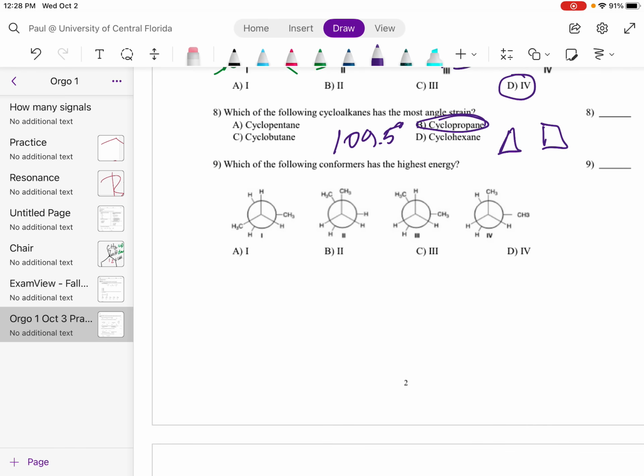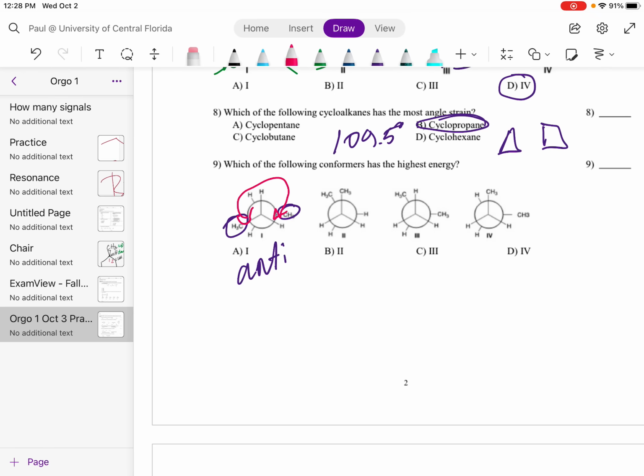Which of the following conformers has the highest energy? Locate the largest groups that are on the front carbon and the back carbon. That's the trick. Are those eclipsed, gauche, or anti? Those are anti, because the bond angle between those two groups is 180. So that bond angle from all the way there to there is 180 degrees. So that makes that the most stable for that.